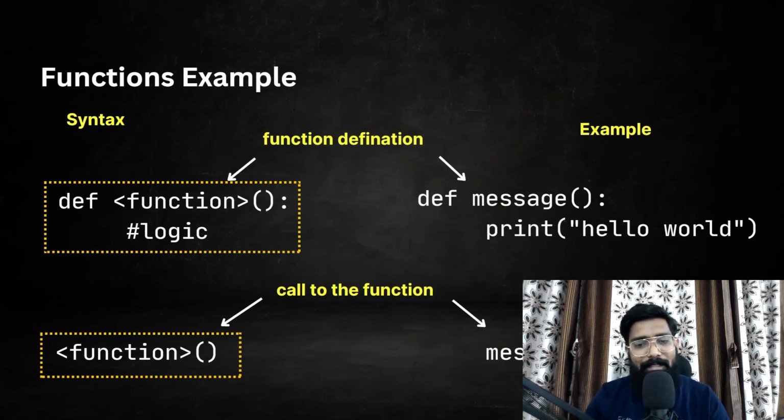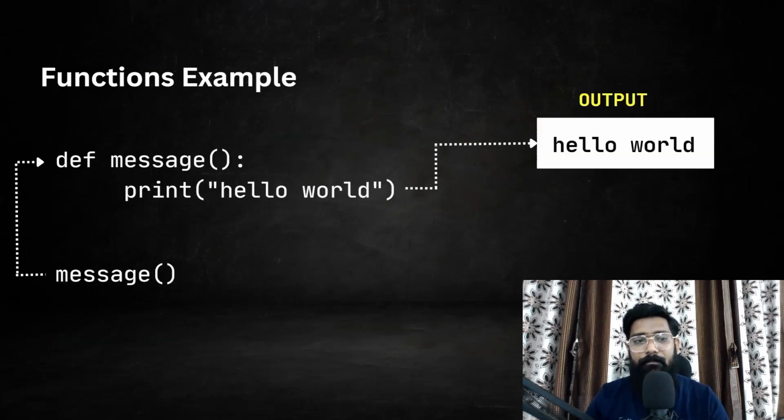We can see an example on the right hand side, def message. Message is a function name which has a print statement which is printing hello world. The function call, message with opening and closing parenthesis, will call the particular function and it will print hello world. We can see the same thing in an example. Even this particular function returns a None by default.